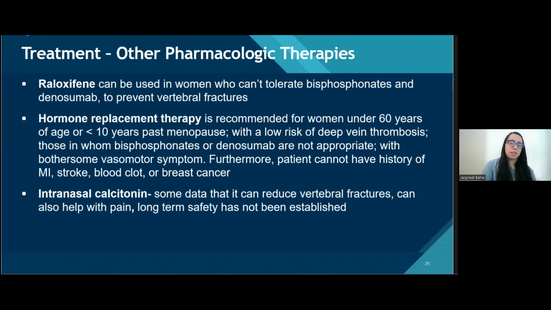The other medication that's not really used for osteoporosis is intranasal calcitonin. There's some data out there that shows that it reduces vertebral fractures, but the interesting thing about this medication, the reason why it's really used, is because it can help with pain after an osteoporotic fracture. But it's only really used in the short term as well because the long-term safety of this medication has not been established.